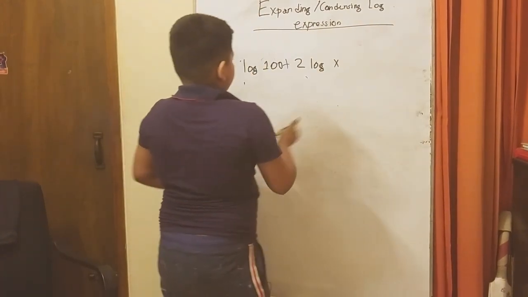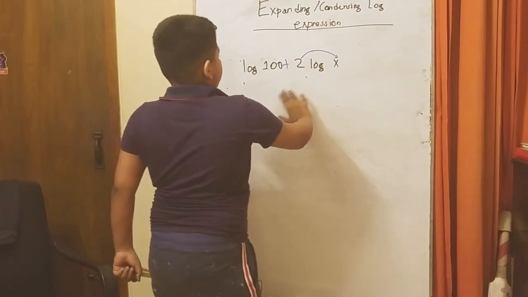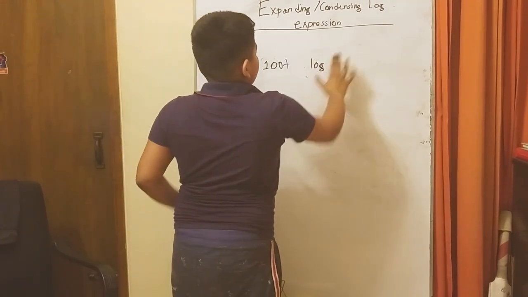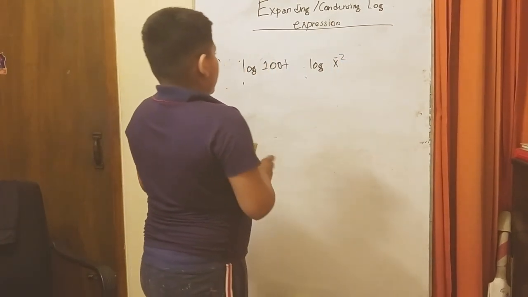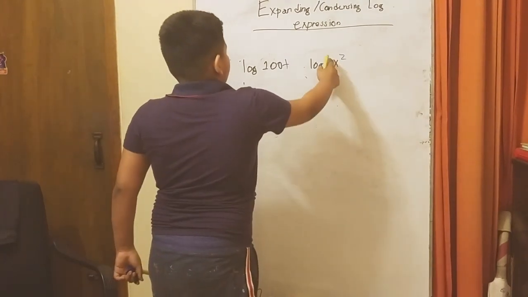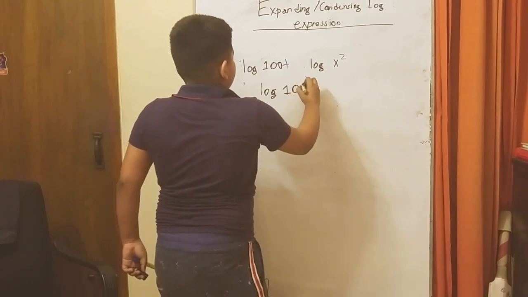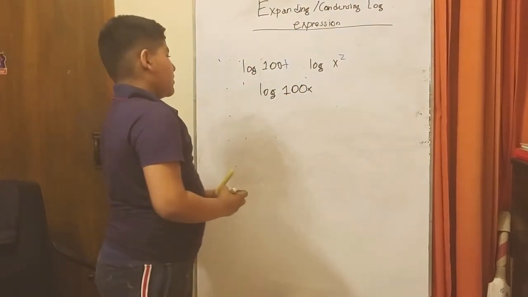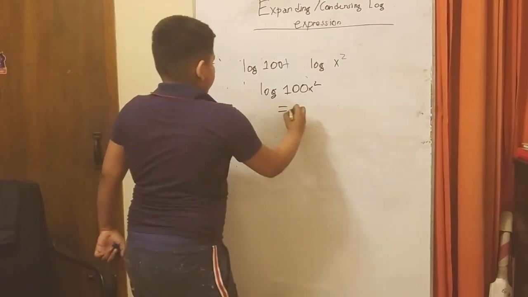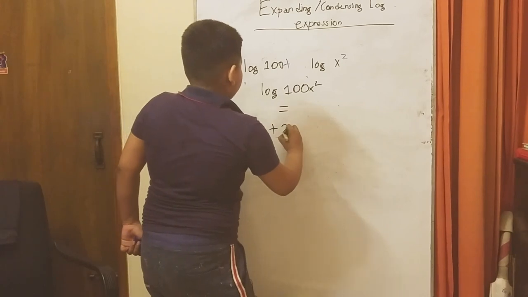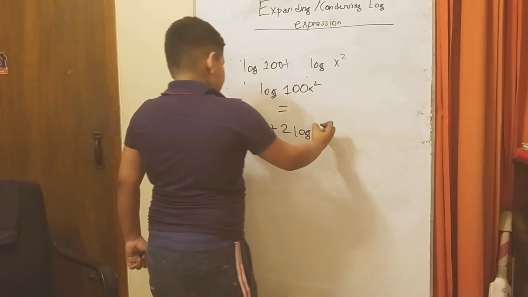Now all we have to do is use the power rule, but in reverse. So now it becomes this, and as we all know the product rule, we can use that in reverse. So this will be log of 100x squared, which was previously 2 plus 2 log of x.